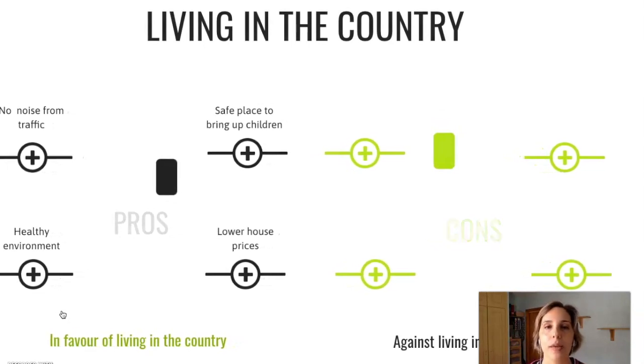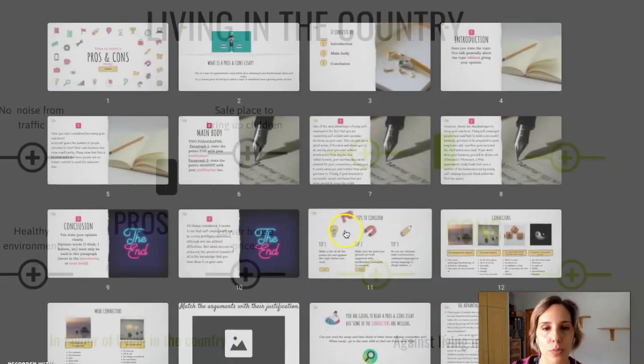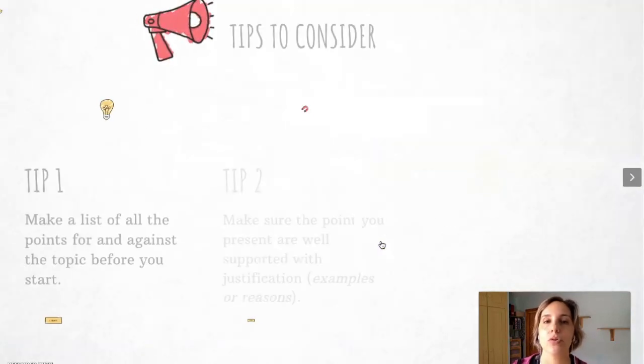Say, for instance, that you are trying to write about the topic of living in the country as opposed to living in the city center. You should make a list of pros. For example, there is no noise, there is no traffic, there is a healthy environment, it's very safe for children, the house prices are lower. So again, you have here on your left some possible ideas. And then you should, of course, do the same with the cons, the disadvantages. So this is an example of how you would make those 2 columns in your list before you start writing anything. Let me go back to where we were, and let's continue talking about our tips.